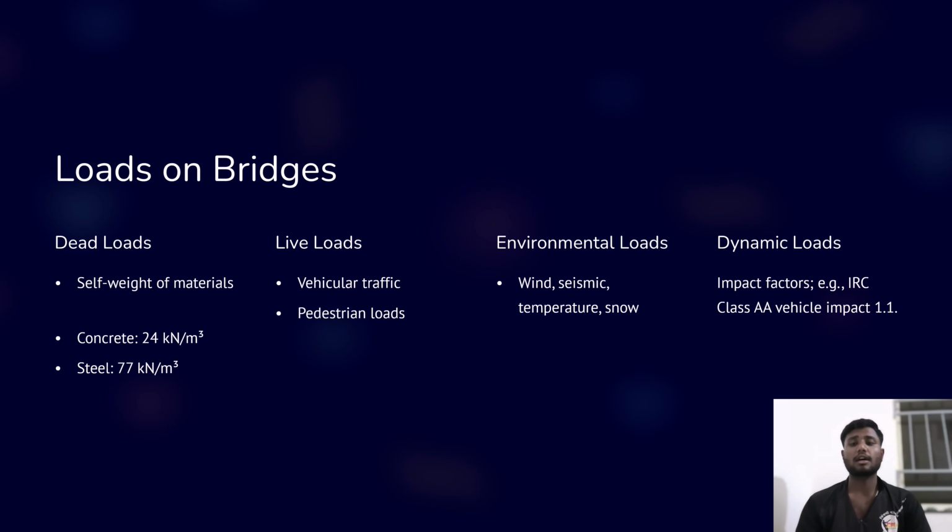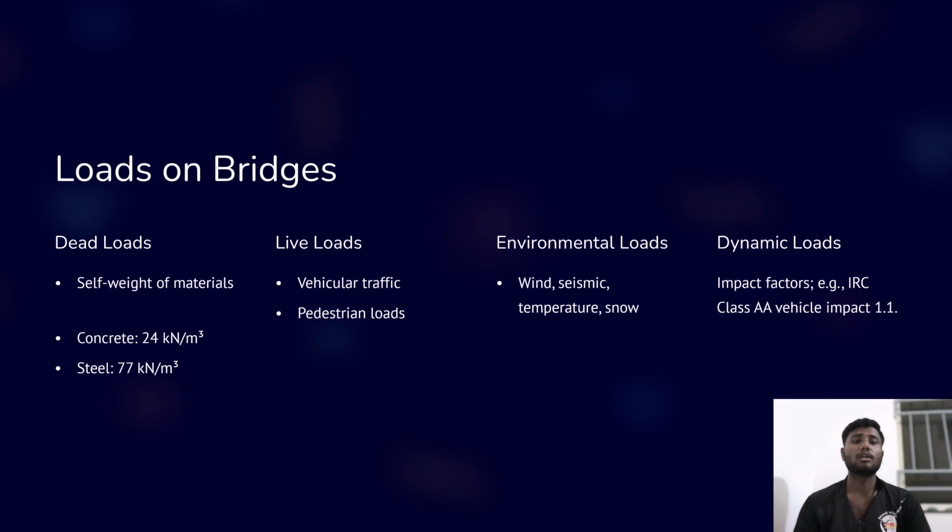So what types of loads occur on the bridge? The first one is dead load. Dead load is the self-weight of materials like steel, concrete, the cables, tendons, and whatever material the bridge is made of. The density of concrete is 24 kilonewton per meter cube, and the density of steel is 77 kilonewton per meter cube. So all the materials, concrete and steel, are considered as dead load of any structure.